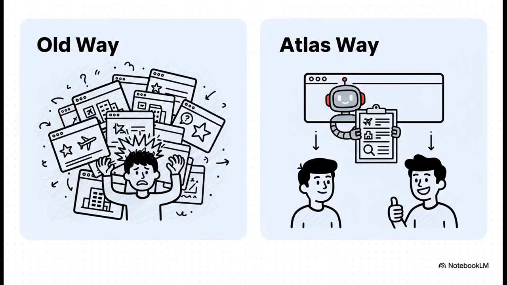I mean, just look at the difference. We've all done the old way of planning a trip, right? It's a chaotic mess of a dozen tabs, spreadsheets, you name it. The Atlas way turns that entire headache into a single sentence. You give it a goal, and it becomes your personal travel agent, doing all that tedious research for you.